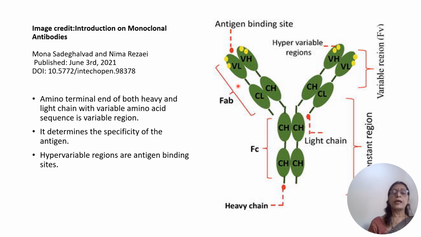Light chain has a variable region and a constant region. Heavy chain has 1 variable region and 3 constant regions. Inside the variable region of both the light chain and the heavy chain, certain groups are there which actually interact with the antigens, or specifically they interact with the paratope, and these are called hypervariable regions.